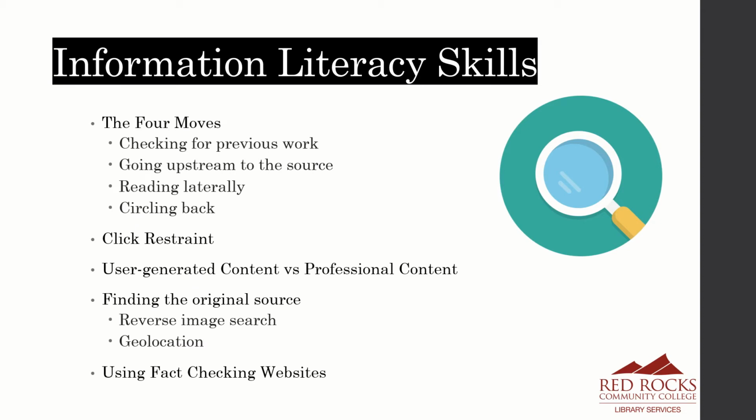Now, to piggyback off what we just discussed, here are the information literacy skills we will be going over in the rest of this tutorial. We'll go over the 4 moves, which are checking for previous work, going upstream from the source, reading laterally, and then circling back. The second set of skills will be click restraint. Then, being able to identify user-generated content versus professional content. We'll also provide skills on finding the original source, and we can do this by reverse image searching and then looking through geolocation. And lastly, we'll talk about using fact-checking websites.